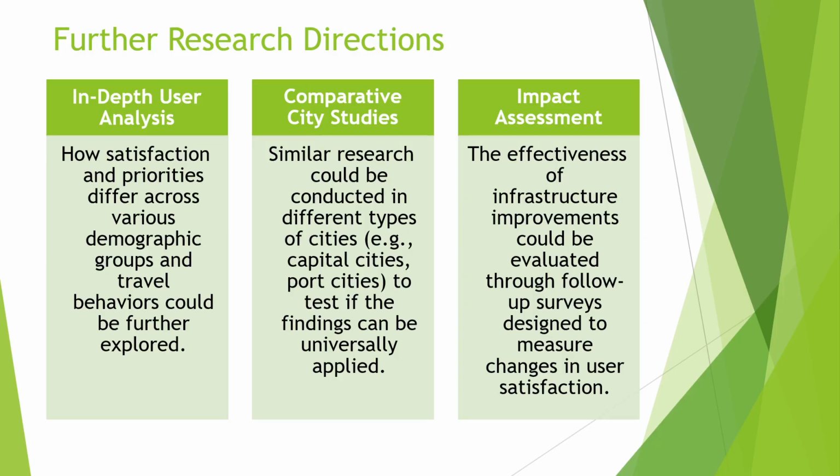Now, another important thing is what we can do in further research. What will be the further research directions from this research? The first one is in-depth user analysis. In further research, how satisfaction and priorities differ across various demographic groups and travel behavior could be further explored. Another is comparative city studies. Similar research can be conducted in different types of cities, for example, capital cities like Dhaka and port cities like Chittagong in Bangladesh, to test if the findings can be universally applied.